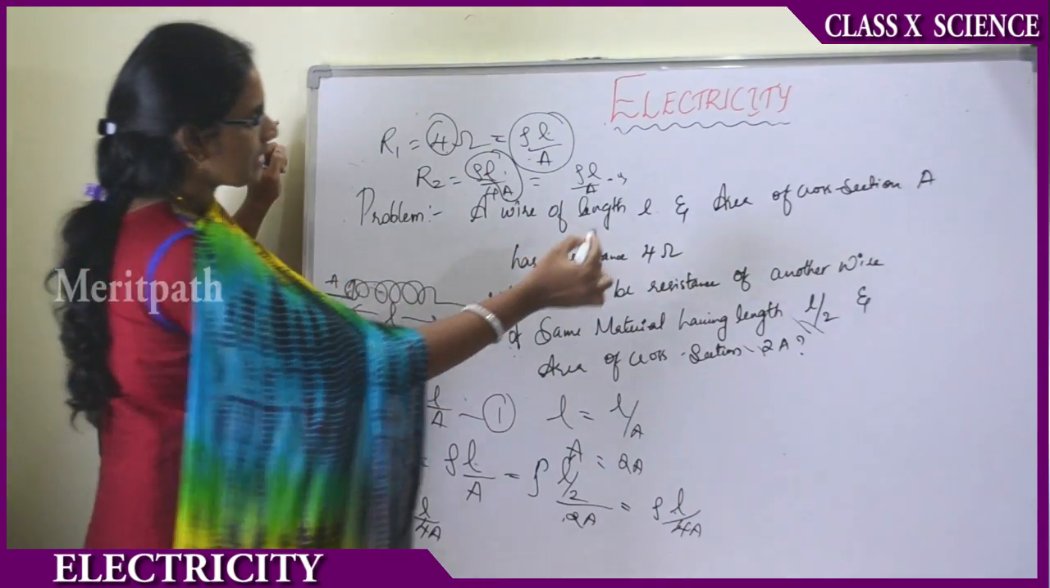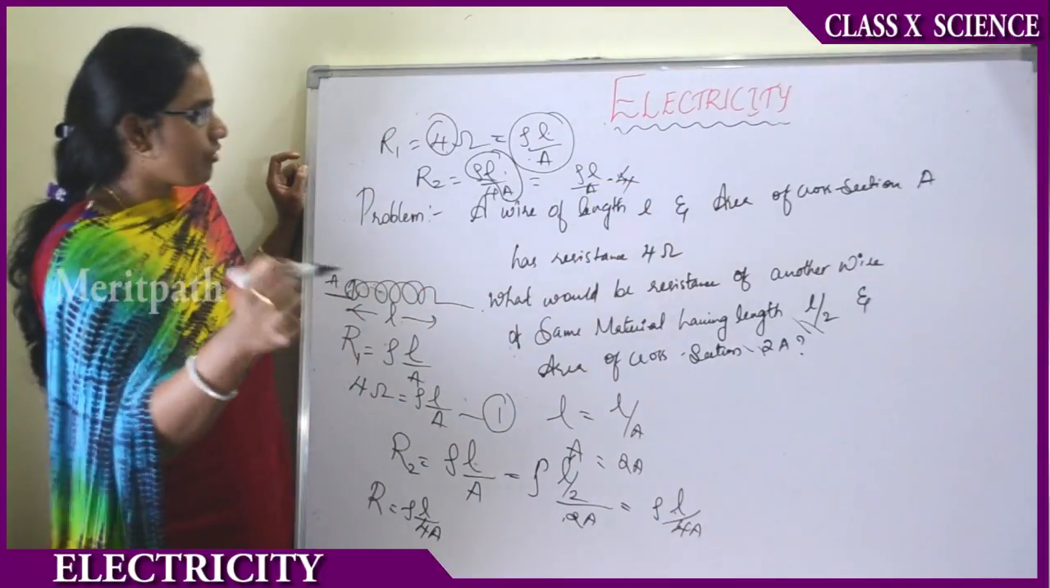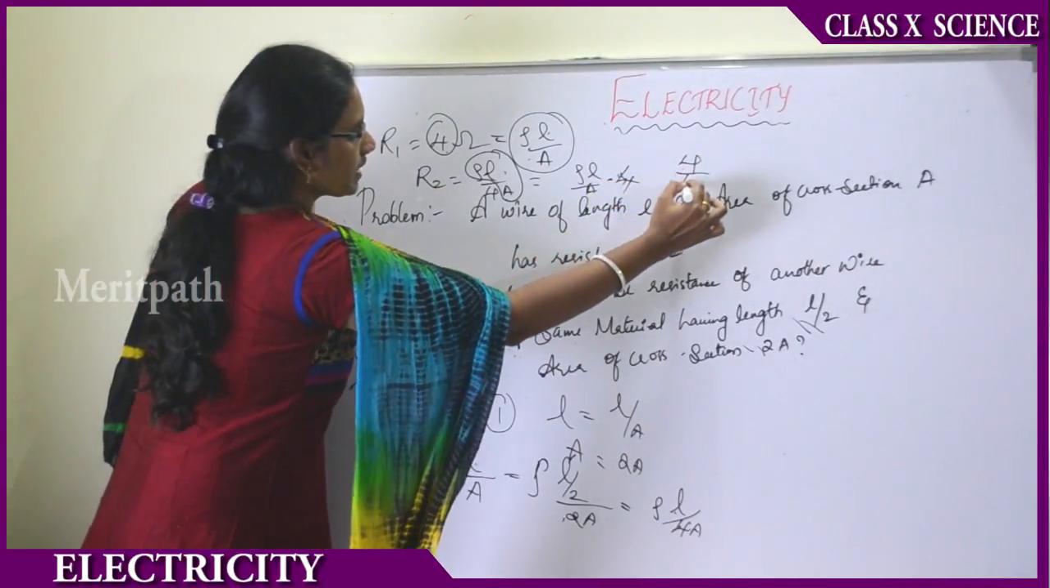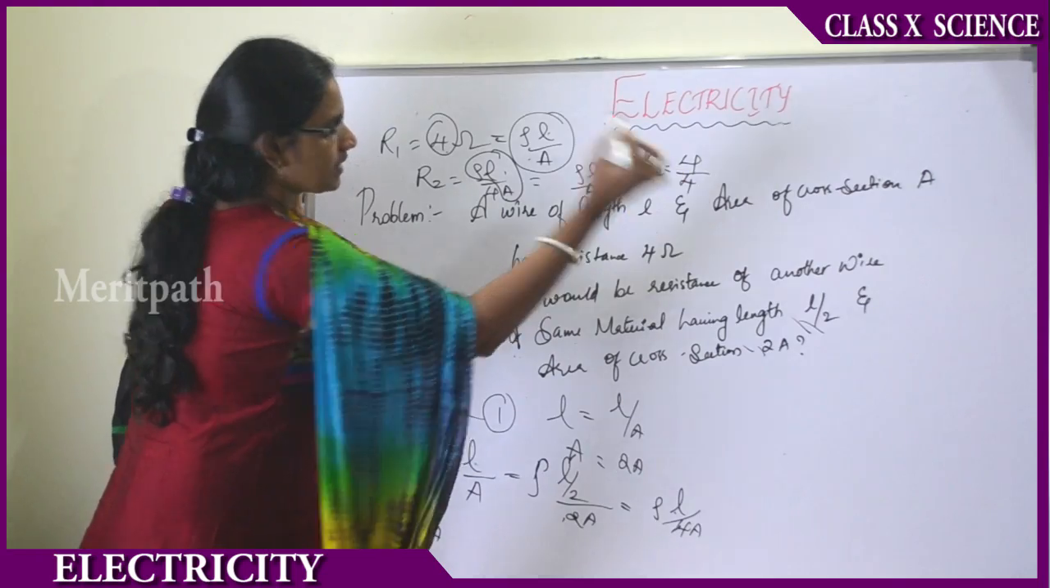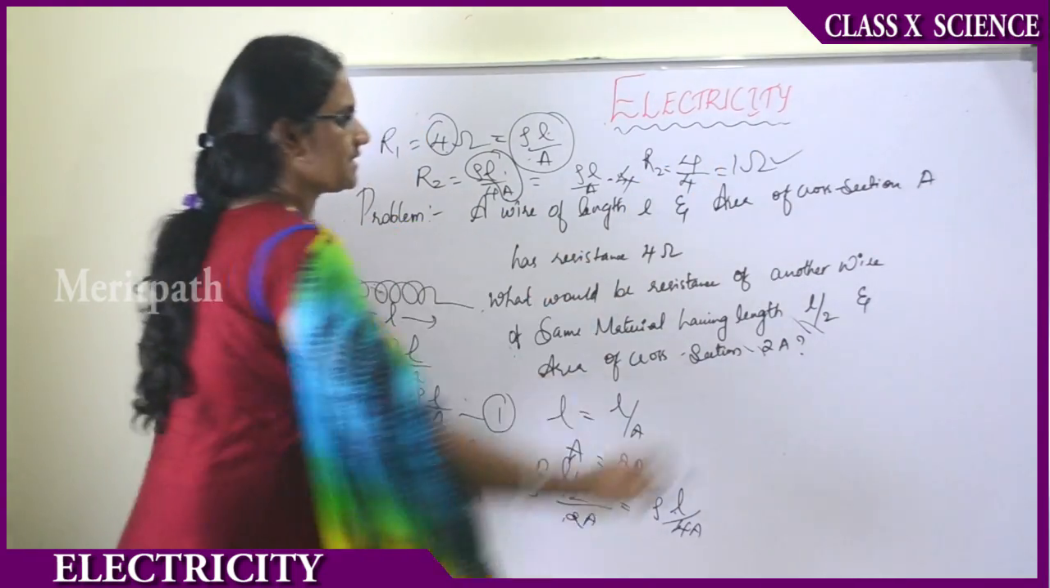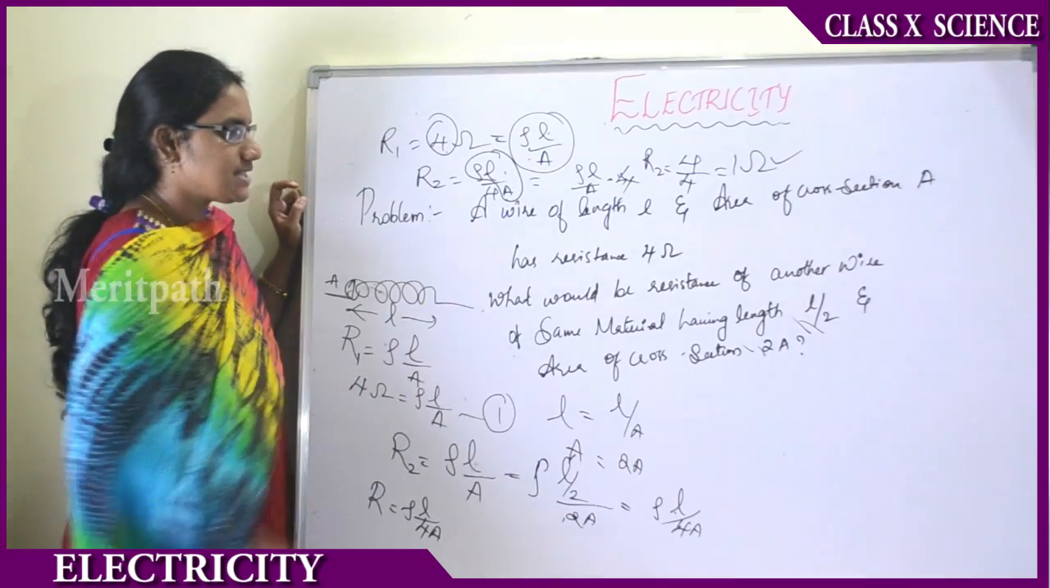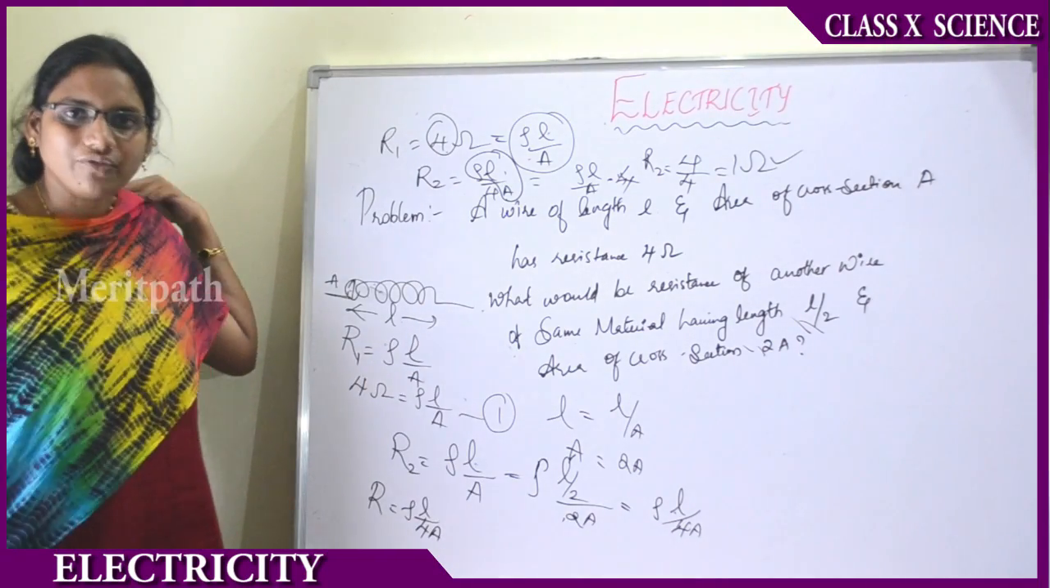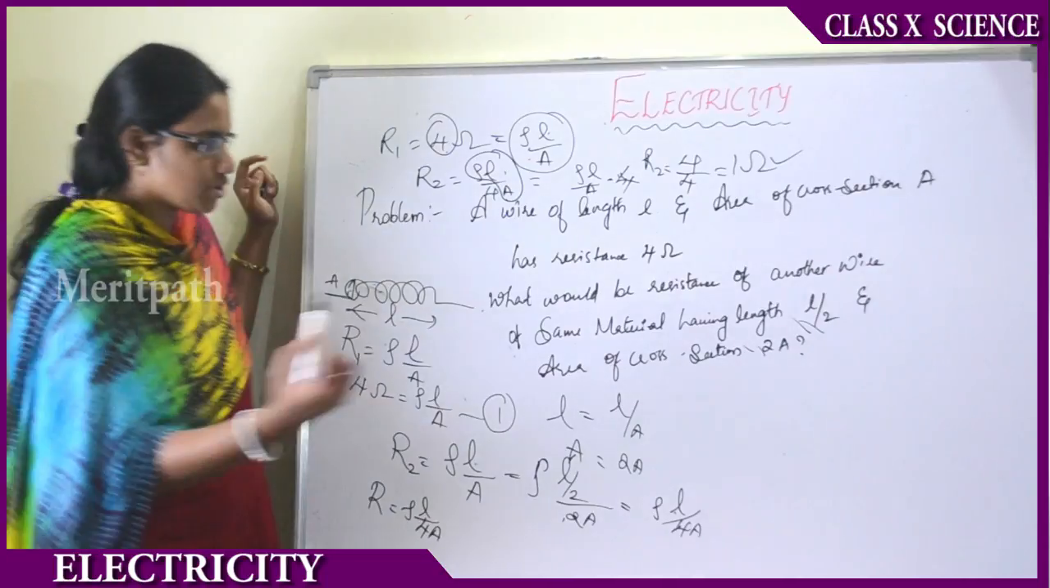So we will be seeing that 4 by 4 equals R2. Then we will be getting 1 ohm as resistance. So the resistance offered by the other wire is 1 ohm. I hope you understood it. I am showing it once again.